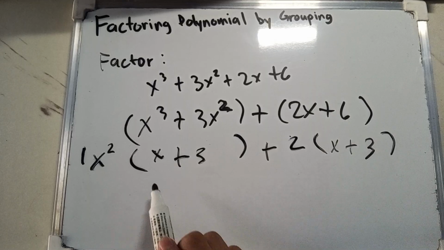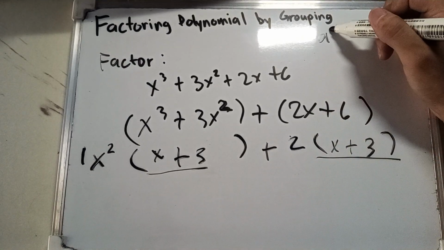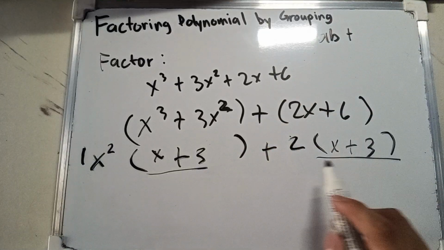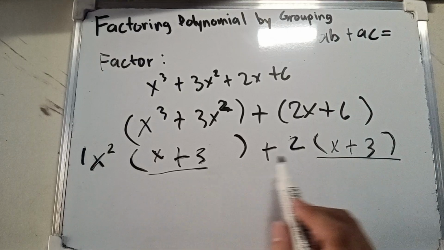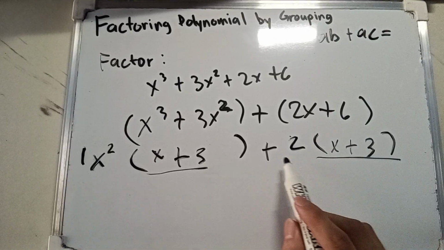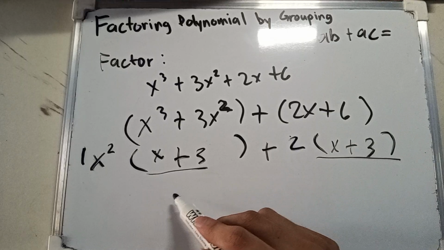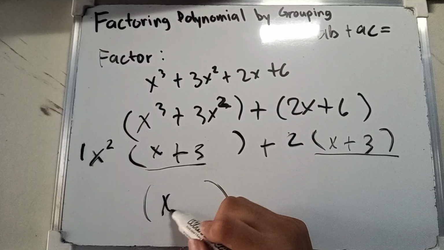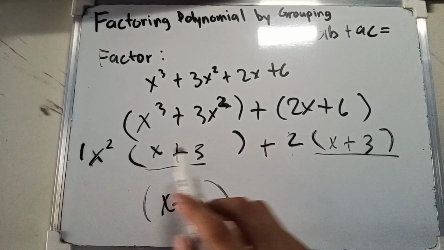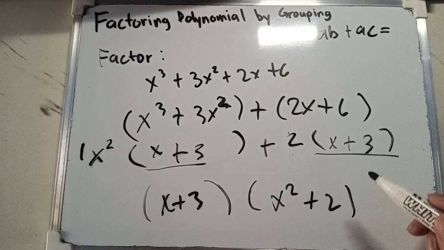Okay, notice that these are the same. Okay, let's write this first. So whenever we have the same factor in these two terms, what would we do? Okay, we put it on the other side of the parentheses like this. Our common factor is x plus 3, and the remaining is added. Okay, so another parenthesis, x squared plus 2.